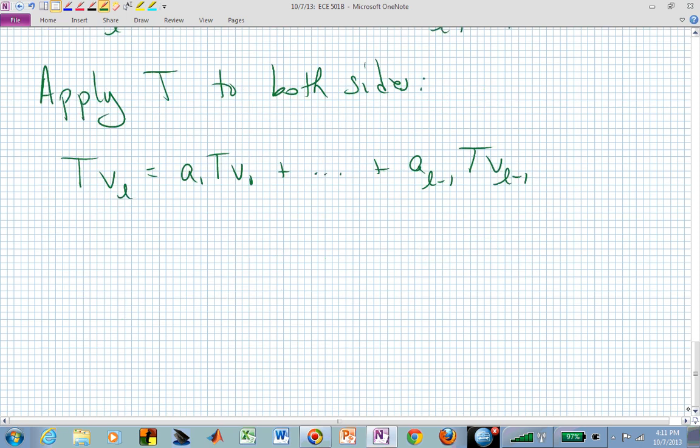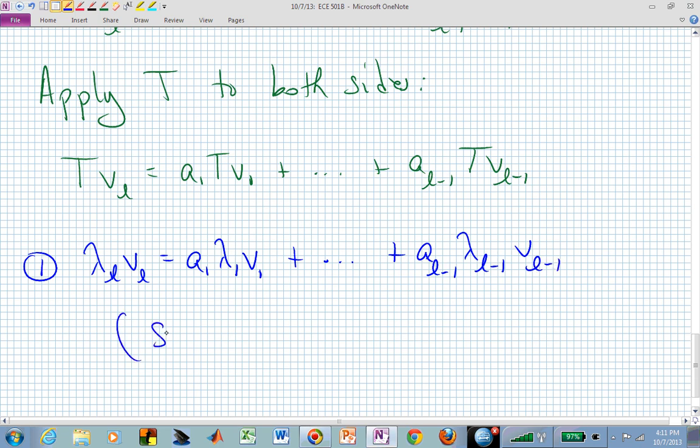Meaning we can now rewrite this as the following. We can say that lambda L v sub L is equal to a1 lambda 1 v1 plus all the way down to a sub L minus 1 lambda sub L minus 1 v sub L minus 1. And that's because these T v sub i are eigenvalue eigenvector pairs.